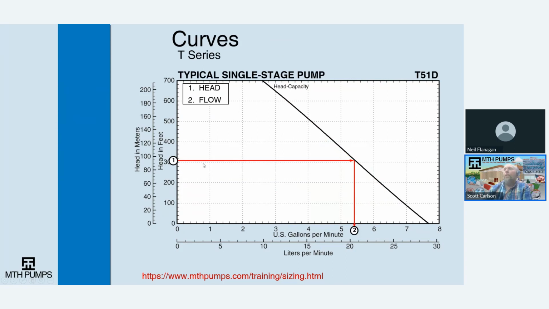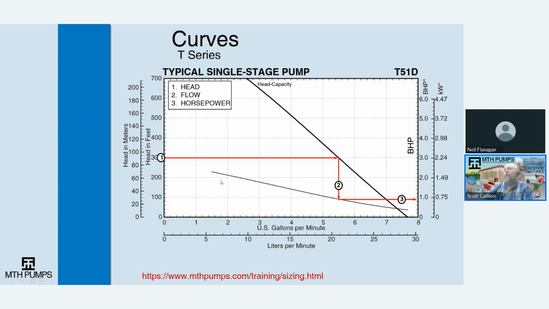So the first thing you do is you base all of your calculations off of the head first. So if somebody needs 300 feet of head, you would go from the 300 feet of head and draw a straight line over to where it intersects the head capacity, and then you would go down, and this pump would produce 5.4 gallons per minute.